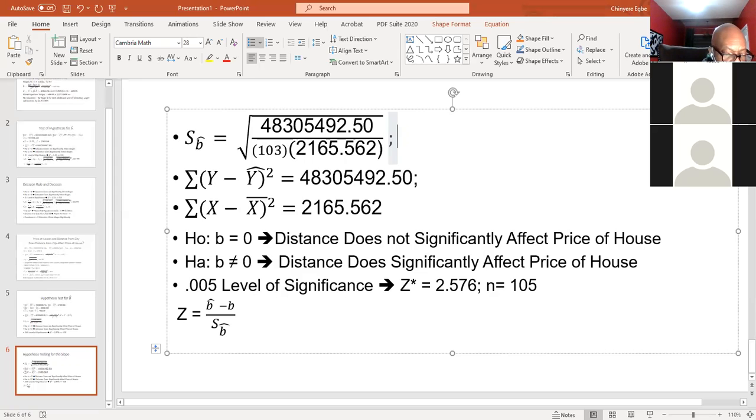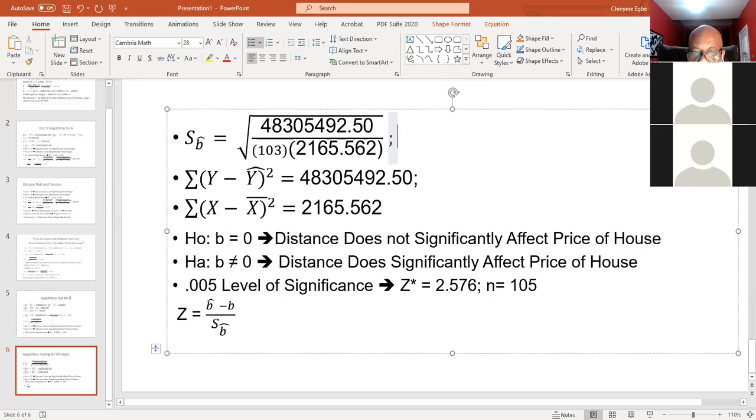I don't know if I'm right again. Okay, what do you get? I always get a big number. I don't know why. 31086. No. I'm putting the, maybe I have to put, I don't know. I'm going to use this different. This square root of 48305492.50.